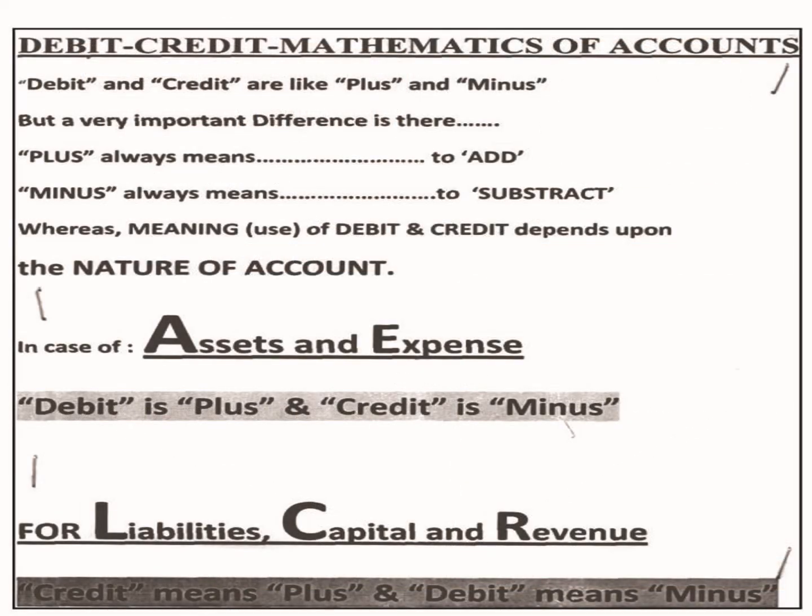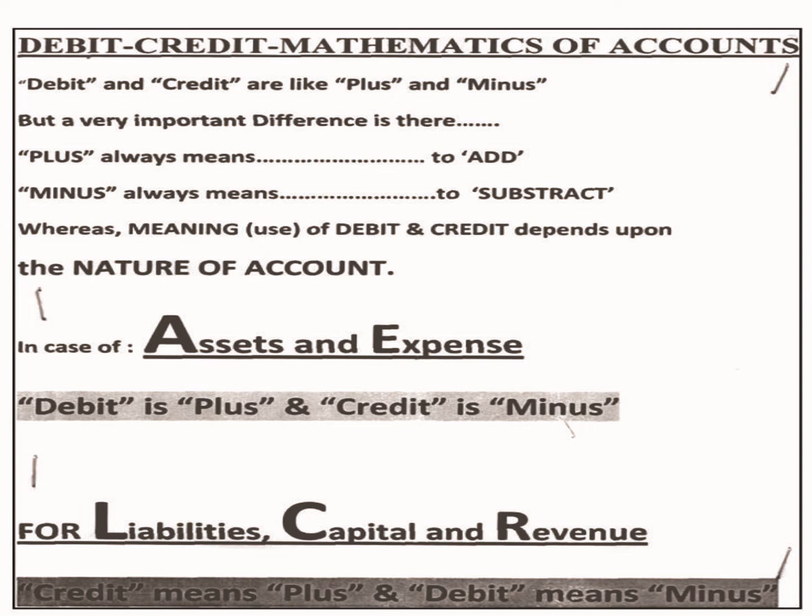Debit, credit. Mathematics of accounts. Debit and credit are like plus and minus. But a very important difference is there. Plus always means to add, minus always means to subtract in mathematics, whereas in accountancy, the meaning of debit and credit depends upon the nature of the account. In case of assets and expenses, debit is plus. That is, when assets and expenses increase, they have to be debited. Credit is minus. When assets and expenses decrease, they have to be credited.